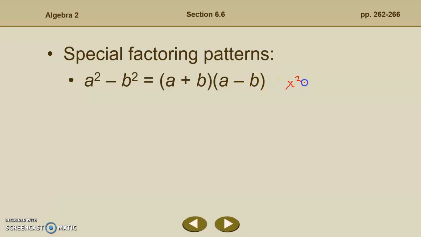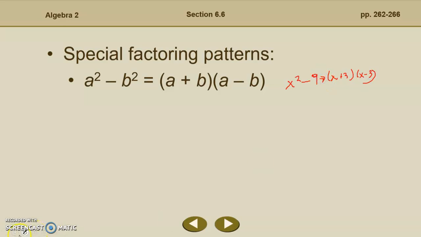Let's take a look at some special factoring patterns. You've already seen some of these previously, and you still need to learn them if you haven't done so already. So this first pattern was a difference of squares, and we found out that when we had a difference of squares, we could factor it as a plus b times a minus b. So as an example, x squared minus 9 we could just say was x plus 3 and x minus 3. Boom, boom, factoring done. Super easy.